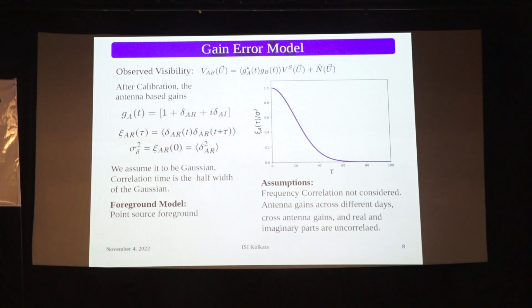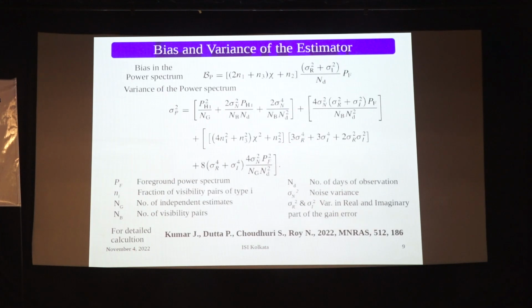Here in this part we assume that there is no frequency correlation. I mean, we haven't considered the frequency dependence of the gains at all, and we assume that antenna gains are not correlated across different days of observation. Further, the cross antenna gains and the real and imaginary components are also not correlated. In practice this may be possible, but here we assume that they are not correlated.